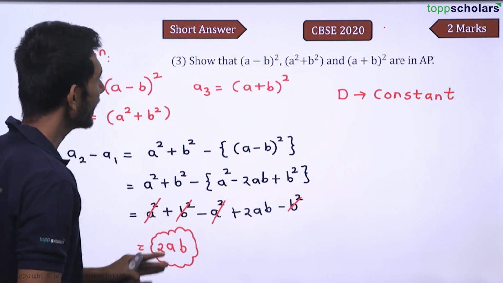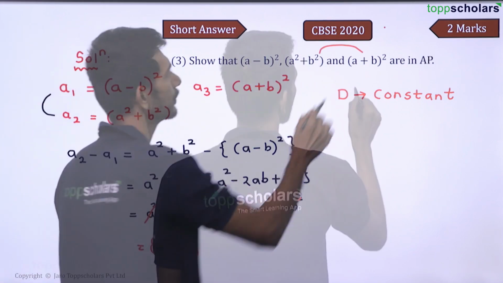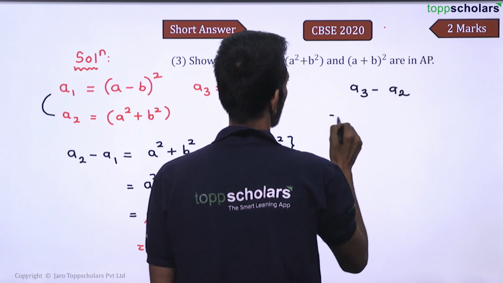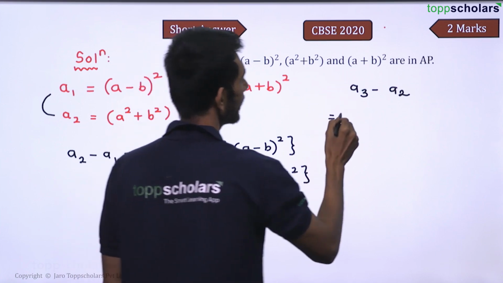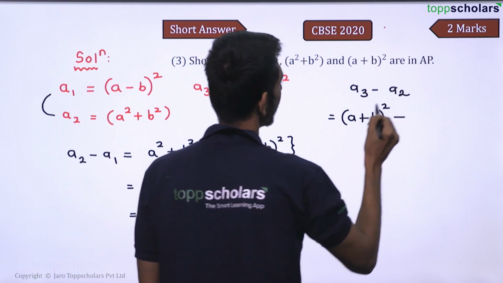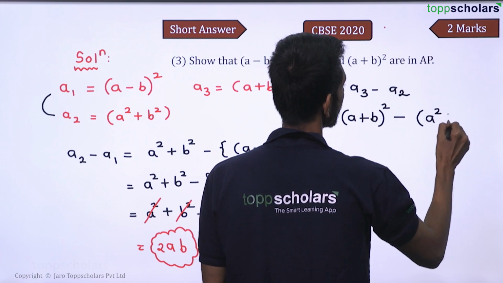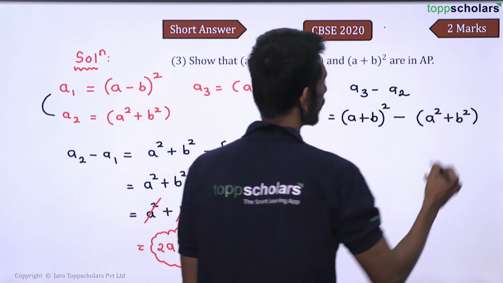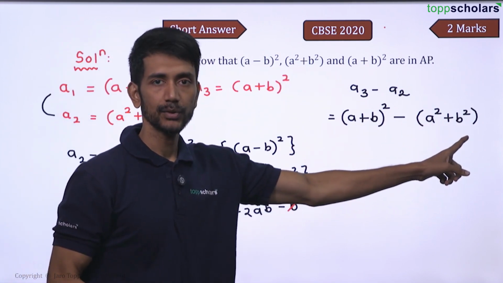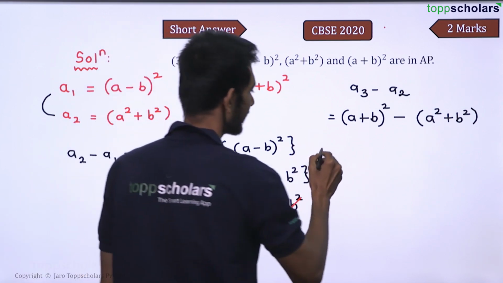Now let us focus on finding A3 minus A2, correct? So A3 minus A2, what is A3? A3 is (A plus B) the whole square minus, what is A2? A2 is A square plus B square. Always put a bracket, otherwise there is a possibility that you might make a mistake, right? Put a bracket properly, don't write down just A square plus B square, otherwise this minus sign will not go to both the terms, right? Okay, let's continue.